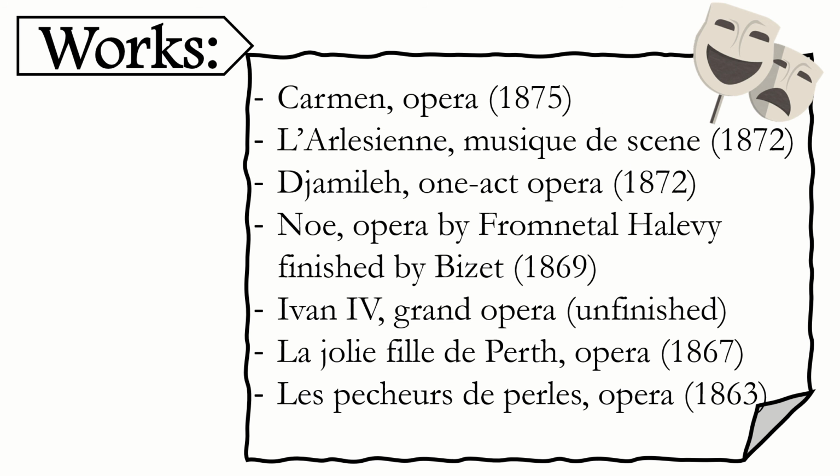Here are some of the stage works of Georges Bizet: Carmen, opera, 1875. L'Arlésienne, 1872. Djamileh, one-act opera, 1872. Noé, an opera by Fromental Halévy finished by Bizet, 1869. Ivan IV, grand opera, unfinished. La Jolie Fille de Perth, opera, 1867. And Les Pêcheurs de perles, opera, 1863.